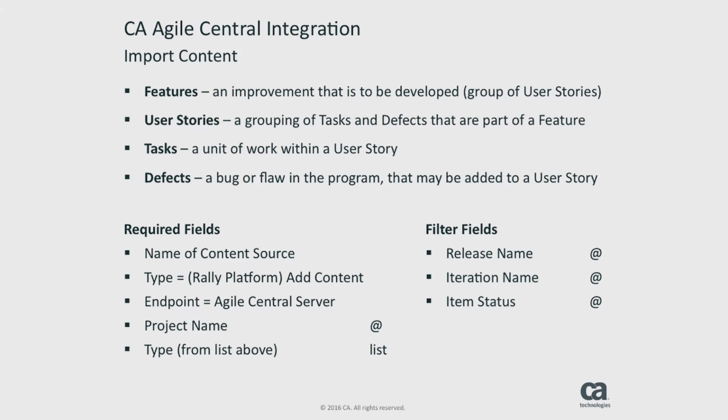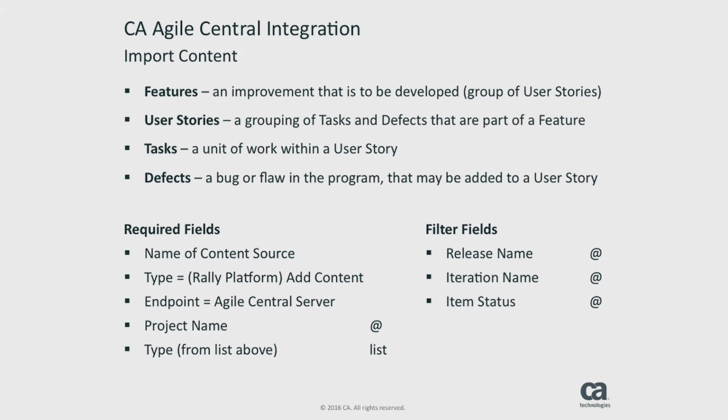Then you have to define the type you want, which, again, from the list above, is a feature, a user story, a task, or a defect. To further fine-tune this, you can also have additional filter fields. So you can go down to the release name, the iteration name, or you may just want to pull in content based upon its status. And again, all of those fields can use the ampersand to query Agile Central and give you back the potential list of items.